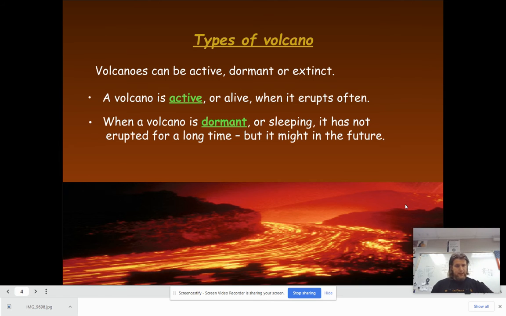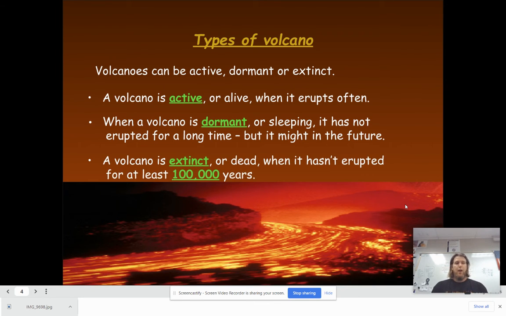So we also have this term called dormant. Dormant doesn't necessarily mean it's not going to erupt anymore. It just means it hasn't erupted for a really long time, but there's still that possibility. So we call that dormant, which is kind of like sleeping. It's pretty cute, right? Cute little sleeping volcano, wakes up, goes nuts, blows hot rock everywhere, and damages a lot of stuff. Kind of like us in the morning, right? We wake up and we're not happy, and we just start destroying things, and hopefully not, but who knows?